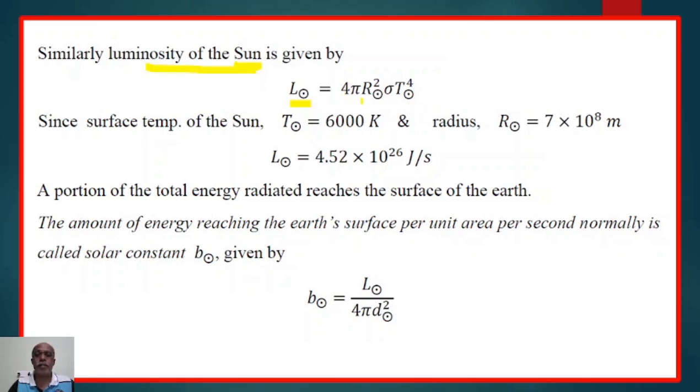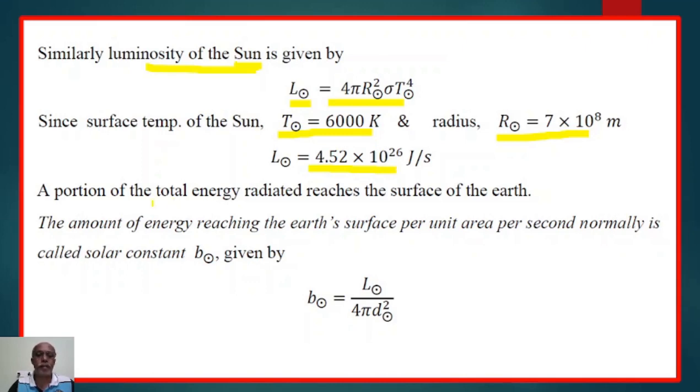4 pi R square is the surface area of the Sun having the radius R, and T gives the surface temperature of the Sun. We know that the surface temperature of the Sun is 6000 Kelvin and the radius of the Sun is 7 into 10 power 8 meter. Substituting these values in the above relation, the luminosity of the Sun turns out to be 4.52 into 10 power 26 joule per second. This is the total amount of energy radiated by the Sun per second.